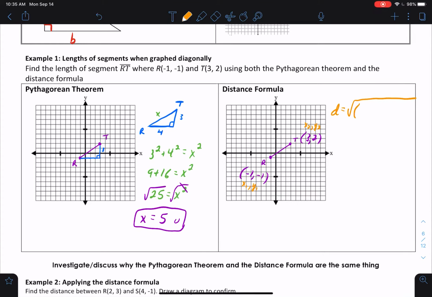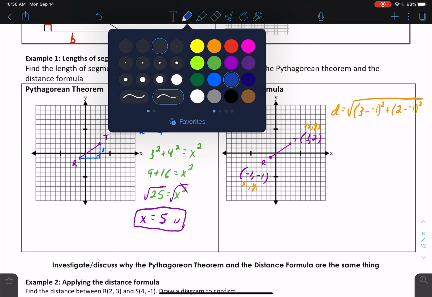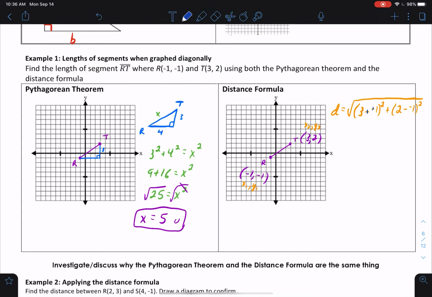So x sub 2, 3, minus x sub 1, negative 1, squared, plus y sub 2, 2, minus negative 1, squared. Minus the negative, those are going to become plus a positive. So this is going to be the square root of 3 plus 1 squared plus 2 plus 1 squared.